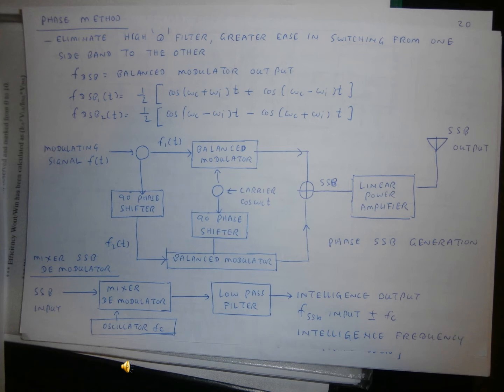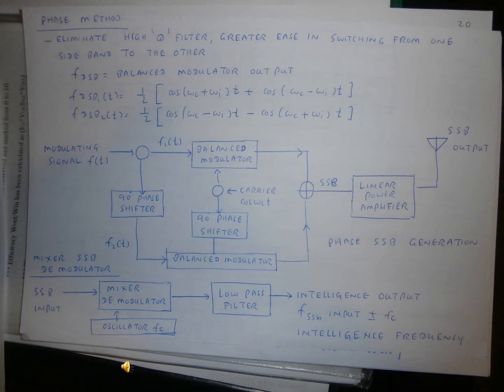This will be the balanced modulator output, so that there can be two kinds of frequency: sideband frequency 1 and sideband frequency 2. So f_DSB1(t) equals half multiplied by cos(ωc + ωi)t plus cos(ωc − ωi)t. In the meantime, f_DSB2(t) equals half multiplied by cos(ωc − ωi)t minus cos(ωc + ωi)t.